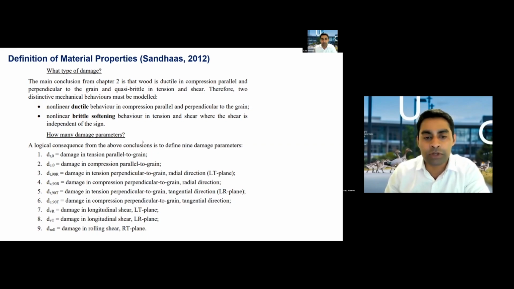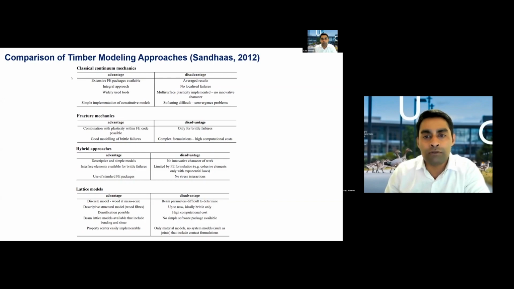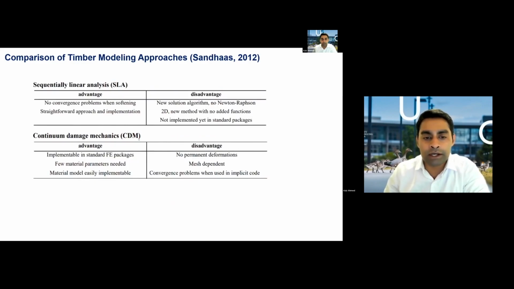We may need to make some simplification for our purpose. And we have also identified, or this thesis suggested, what particular method to use for this modeling. And there are different options: classical continuum mechanics, fracture mechanics, hybrid approaches, lattice models. Fracture mechanics is quite, I would say, normal for steel, or if it was isotropic or even orthotropic, I'd probably go with fracture mechanics. However, they suggested, and I agree, that we need to use continuum damage mechanics just because of the simplicity it offers.